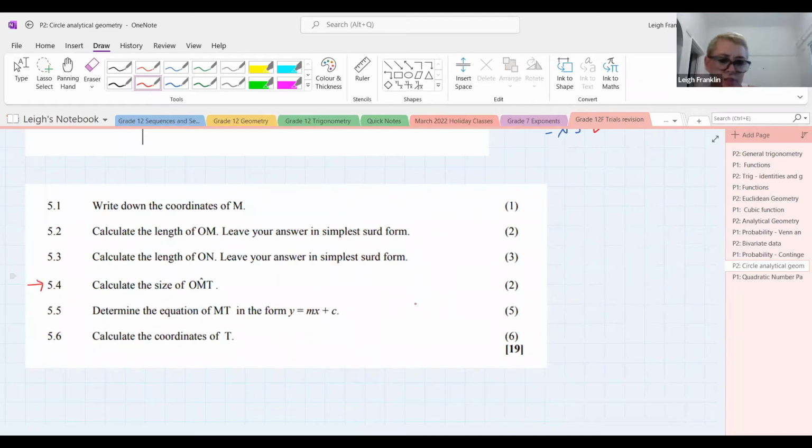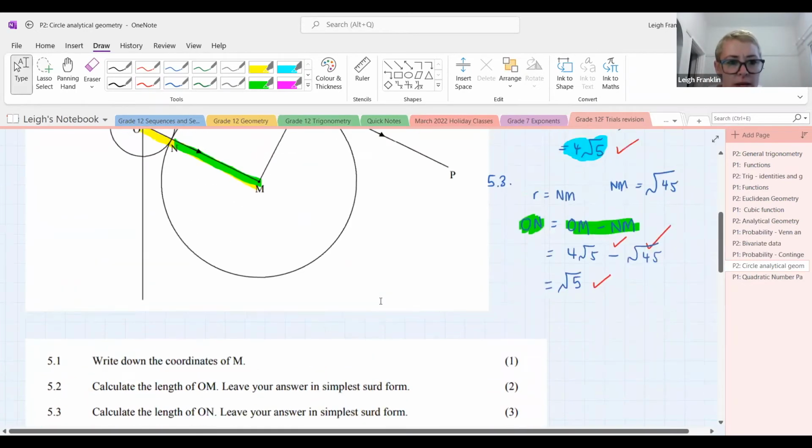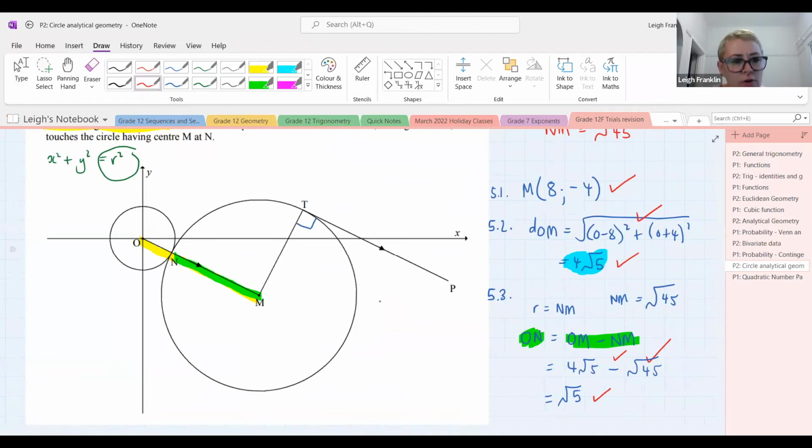Now that we've done all of that, we're down here at question 5.4. What they want us to do is calculate the size of OMT. So we're going to go back to the diagram and have a look. OMT is this angle over here. How are we going to work out the size of this angle, OMT?